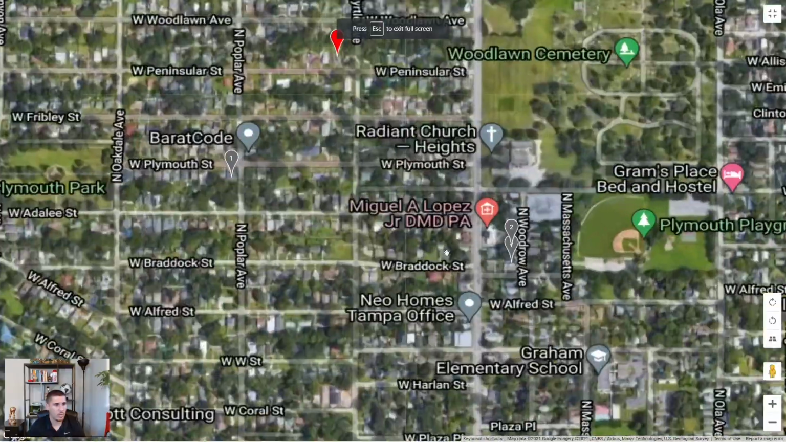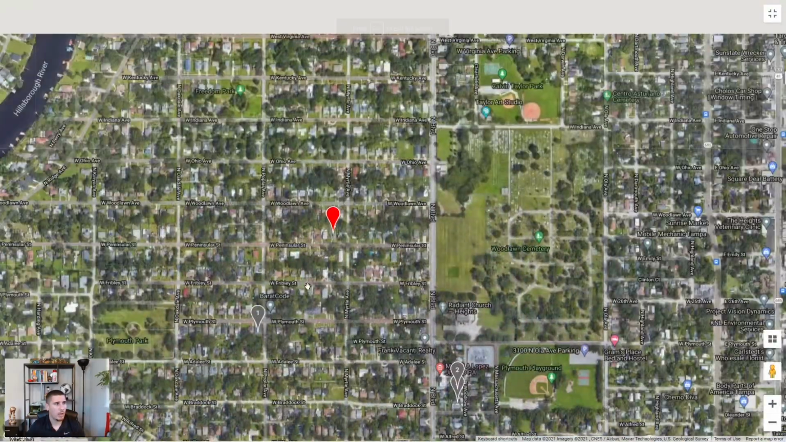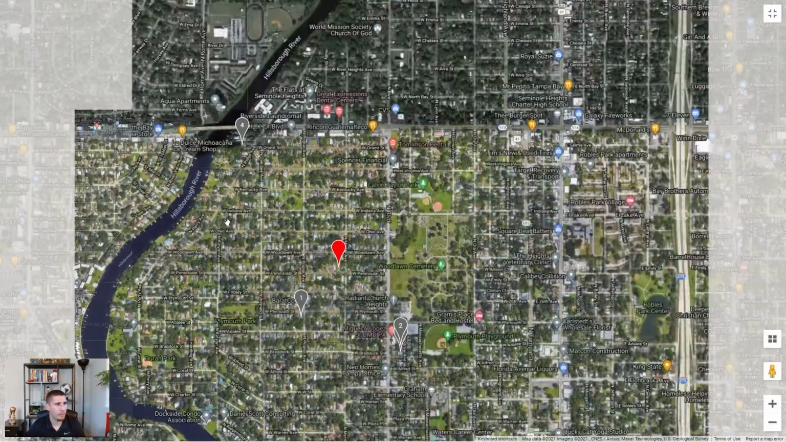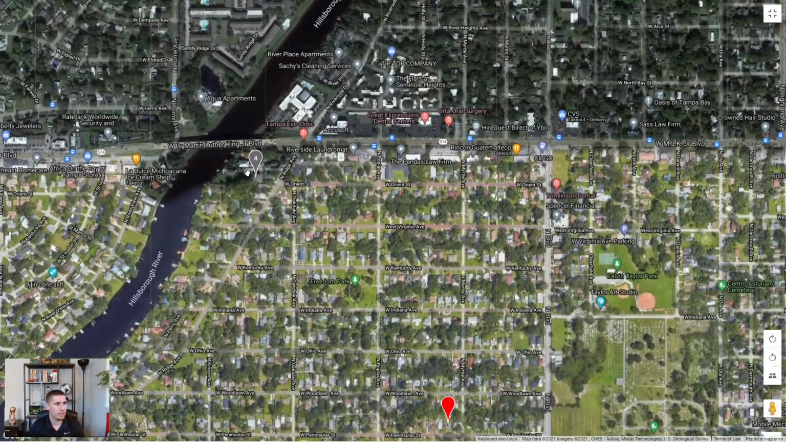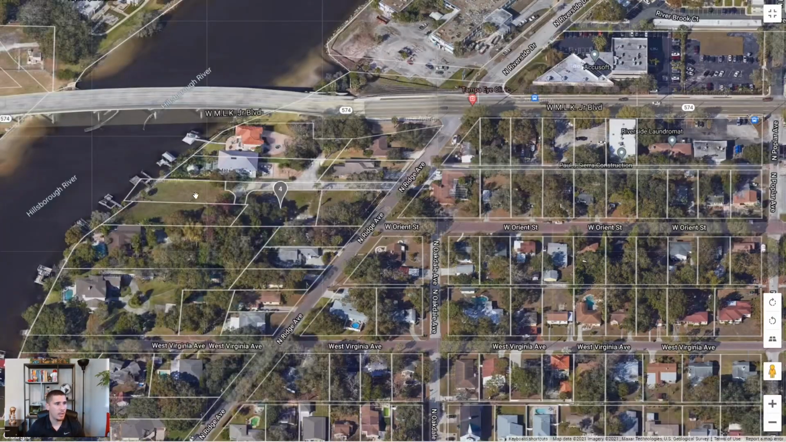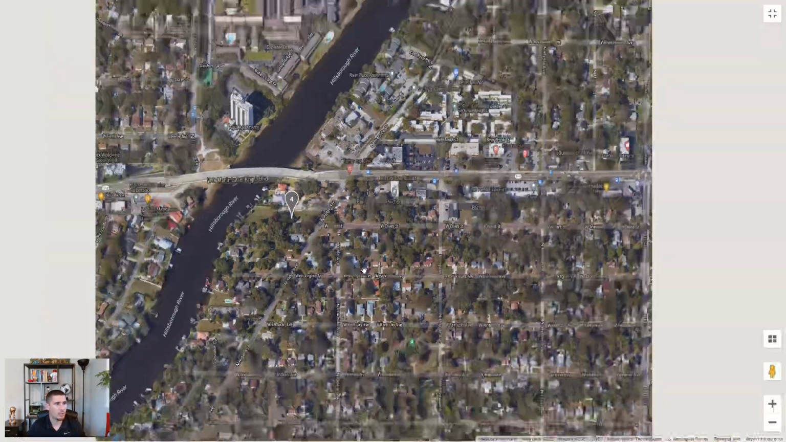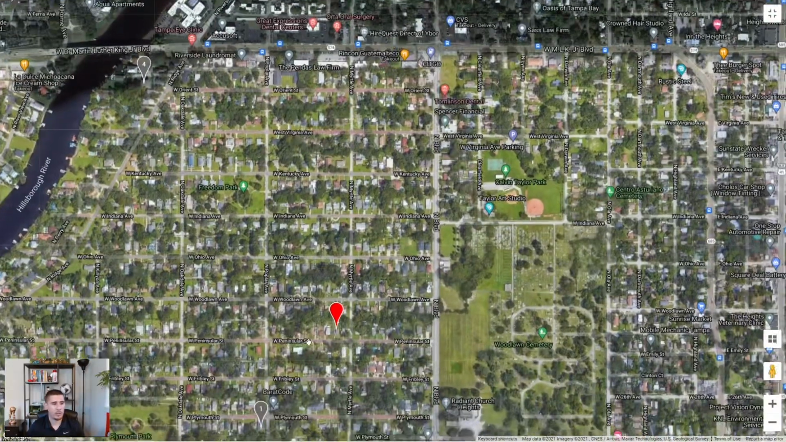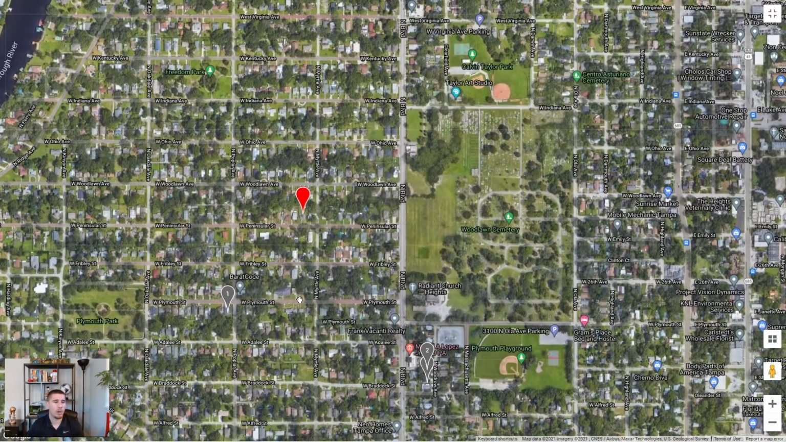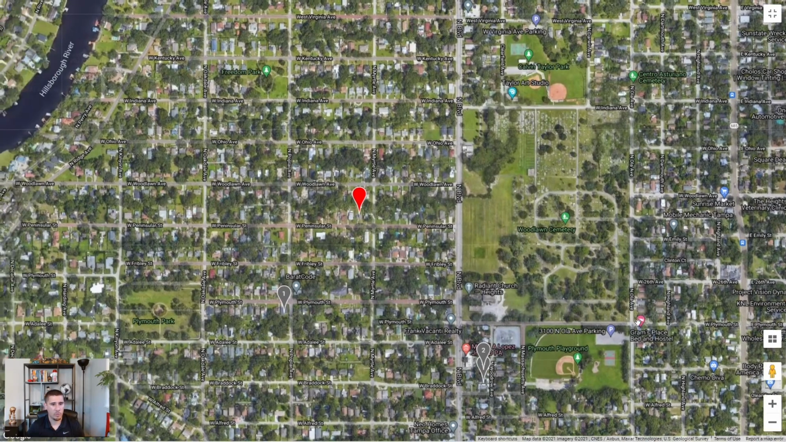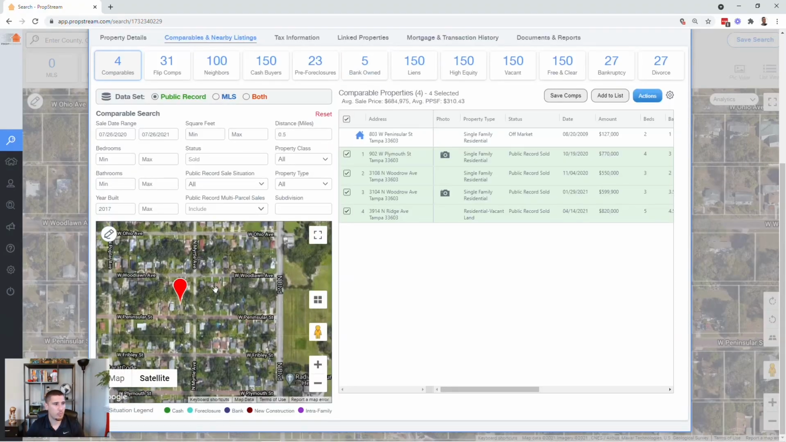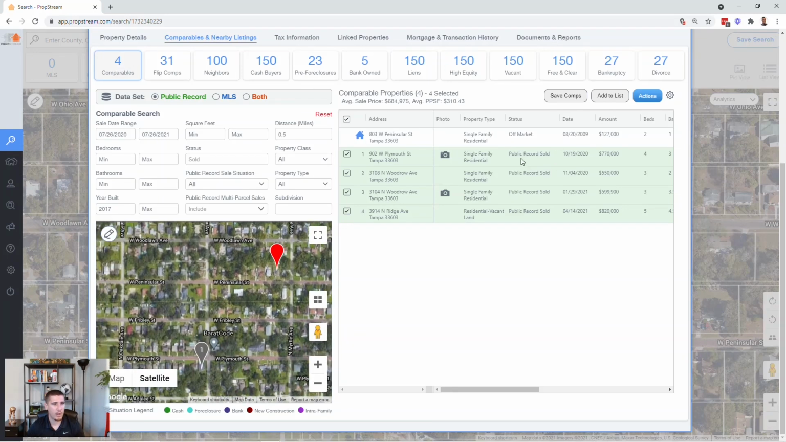There's 1, 2, and then there's one here on the river, which I really wouldn't consider a comp, because anything this close to or on the river, the numbers are going to be much different. I want to make sure I stay in a close radius. So let's take a look at number 1 right here. We're going to click this.